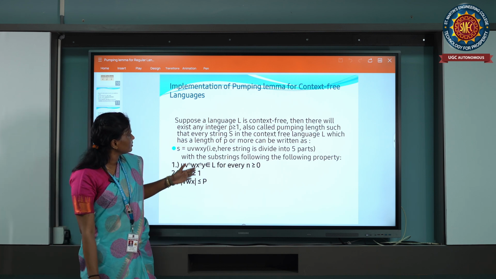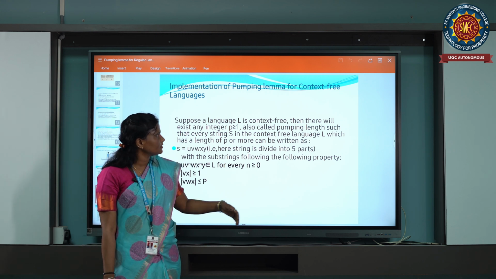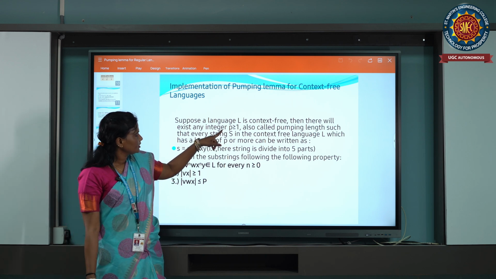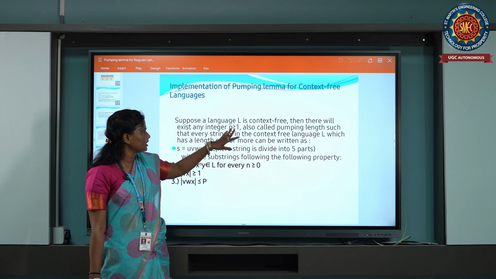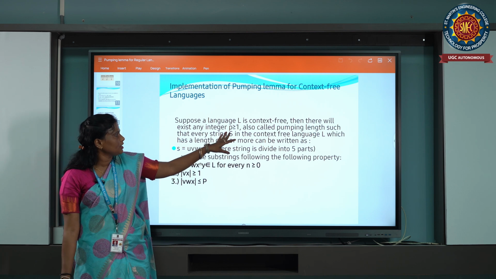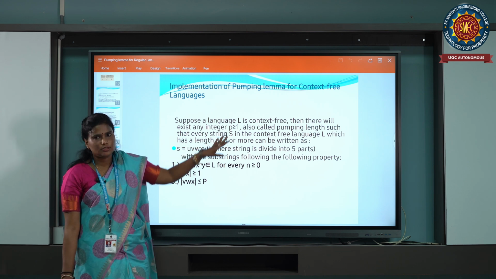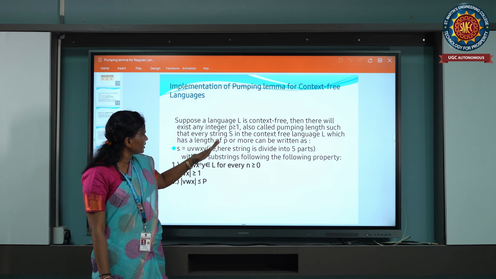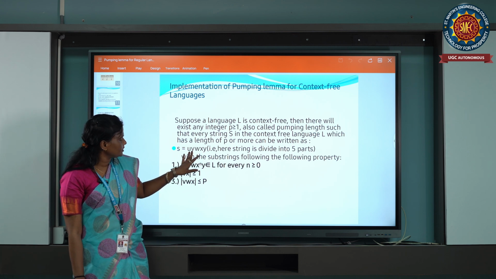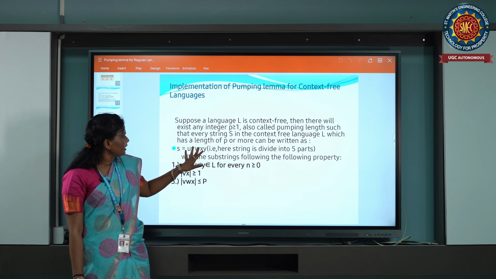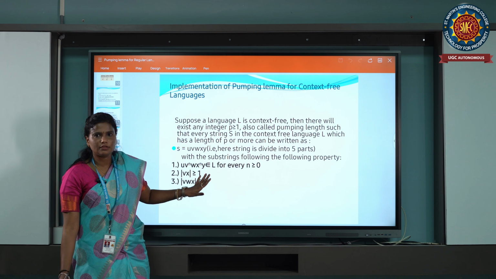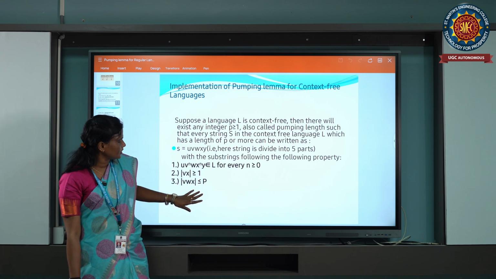So this is the condition. Suppose the language L is context-free, then there exists an integer p, the pumping length, greater than or equal to 1. In regular language the pumping length is greater than or equal to 0, so we take p here as greater than or equal to 0. Now we divide the string as u, v, w, x, y. Then, whatever string is given, we prove it through those conditions.